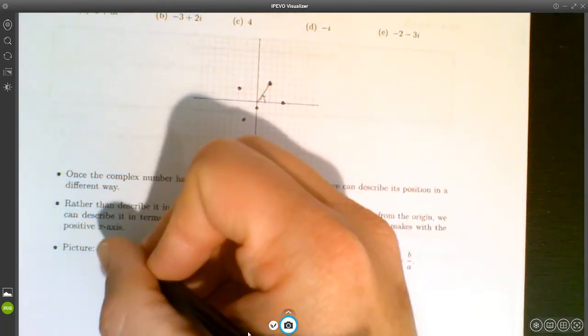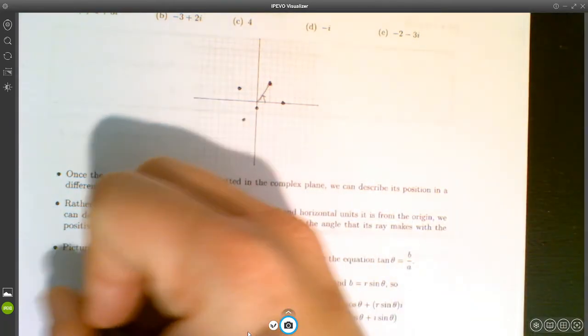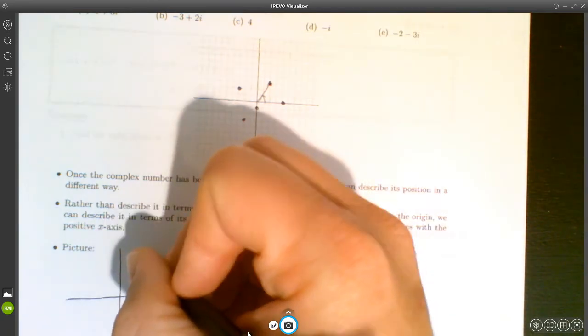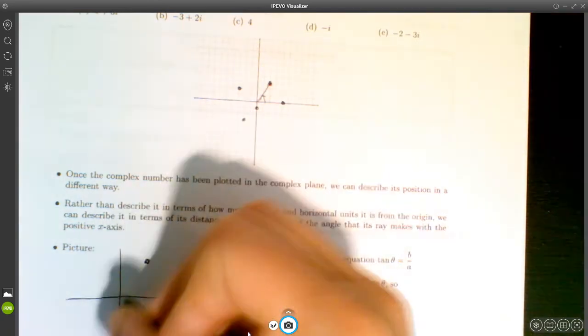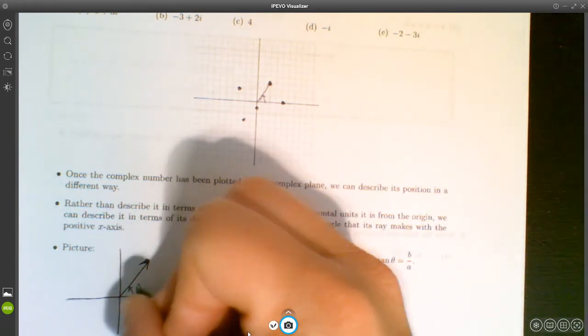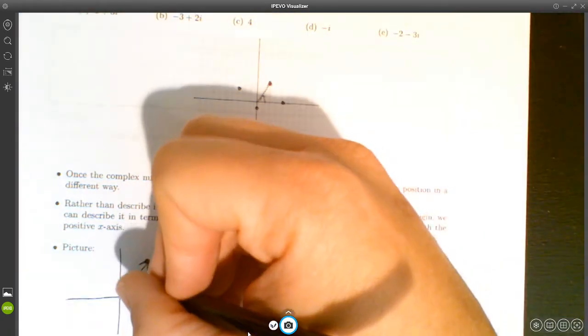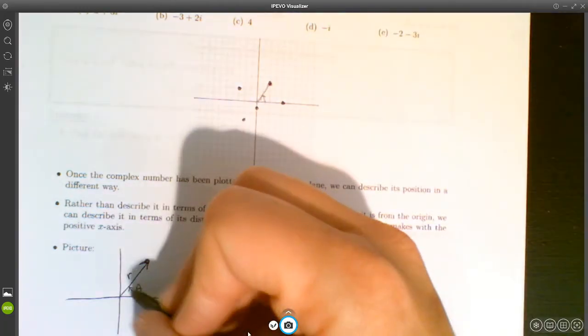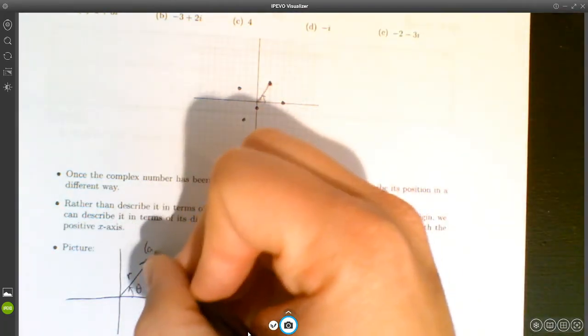So I gave us a space to draw a picture. I suppose I should do that. So we can describe that point by looking at this distance, which I'm going to call r, and then looking at this angle, which I'm going to call theta, and this is the point (a, b), right?